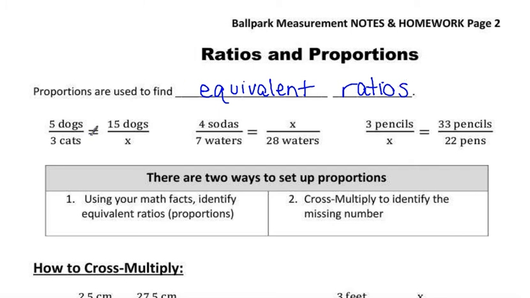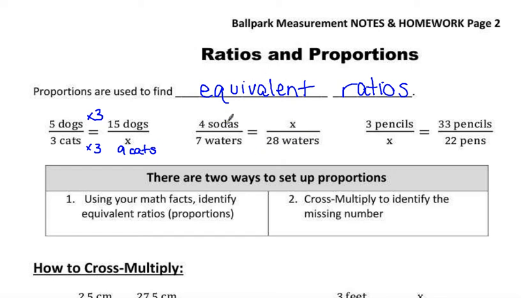So here's an example of some equivalent ratios. So it says 5 dogs to 3 cats, and how would I get from 5 dogs to 15 dogs? Well, I can multiply this by 3 because 5 times 3 is 15, and I can do 3 times 3 would be 9 cats. It's almost like simplifying, but the opposite. So instead of dividing to make it smaller, sometimes you might multiply to make it bigger.